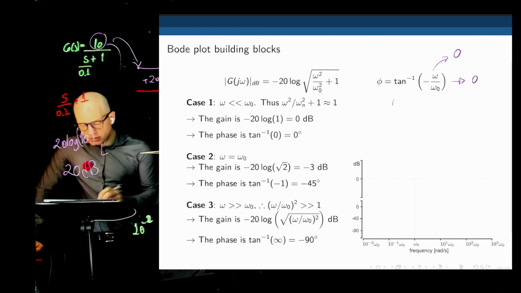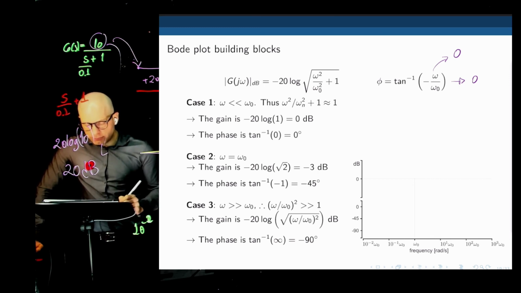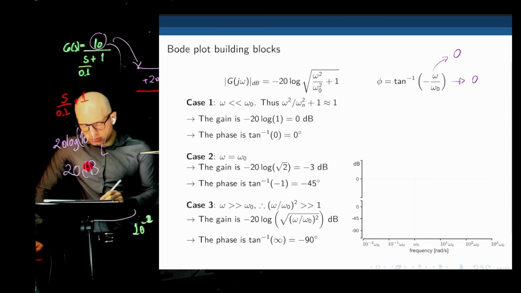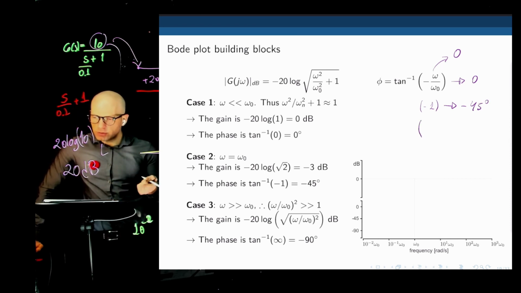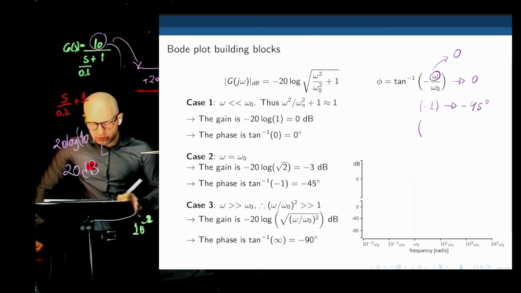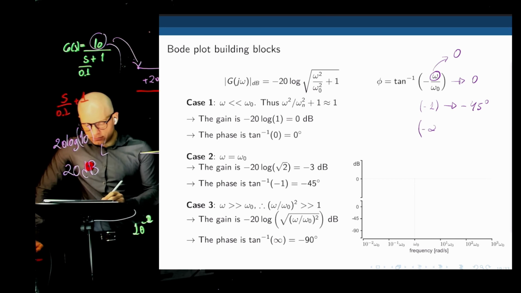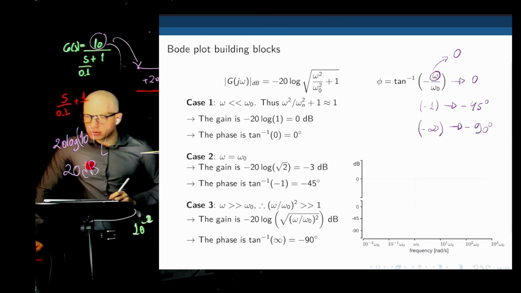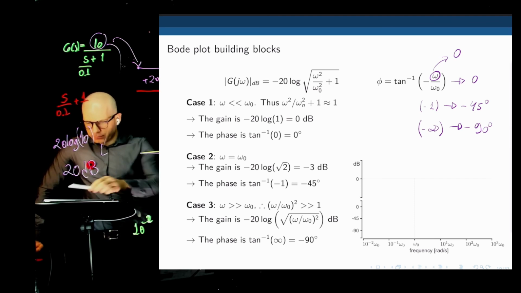The second case, the cutoff frequency and the frequency are exactly the same, so we're dealing with the inverse tangent of -1, which is -45 degrees. And in the third case, now we passed the cutoff frequency, so this frequency is much greater than that. This number tends to -infinity, and this turns out to be -90 degrees. Okay.